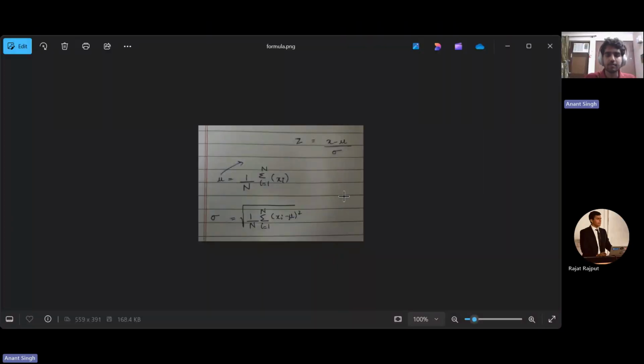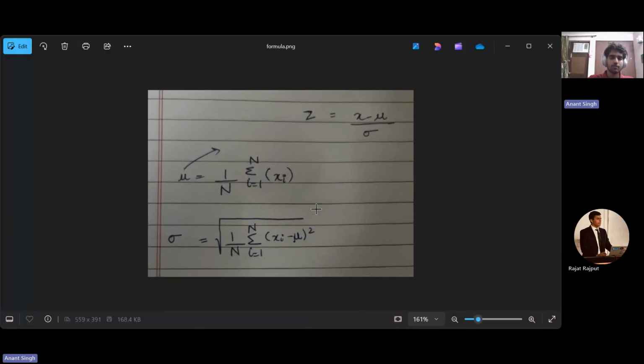So this is the formula for the Z score, expanded. What is mu? Mu is the average, which is 1 by n into sigma, starting from i equal to 1 to the capital N, which is the last element, of xi. That means you add all the values of x, then divide by the number of values there were. That is n. That is the average.